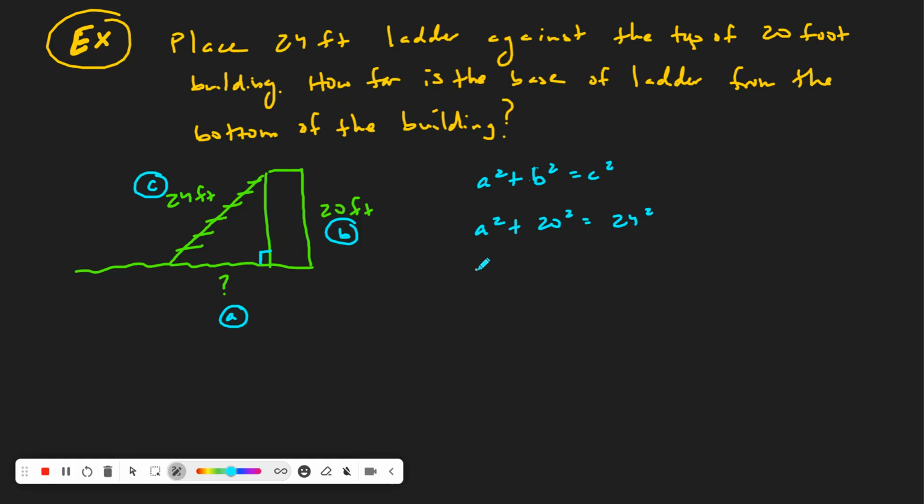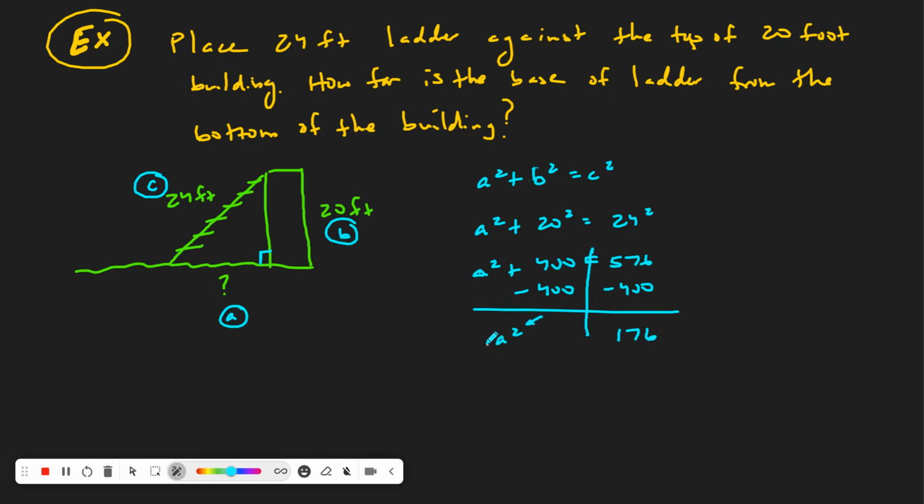Okay, so now I have a squared plus 400 equals 576. And now notice that the numbers are on opposite sides of the equal sign. Remember, you have to draw your line down the equal sign, right? To get the a squared by itself, I need to move the 400 over by subtracting it on both sides. So we're going to subtract 400 on both sides to get a squared equals 176.